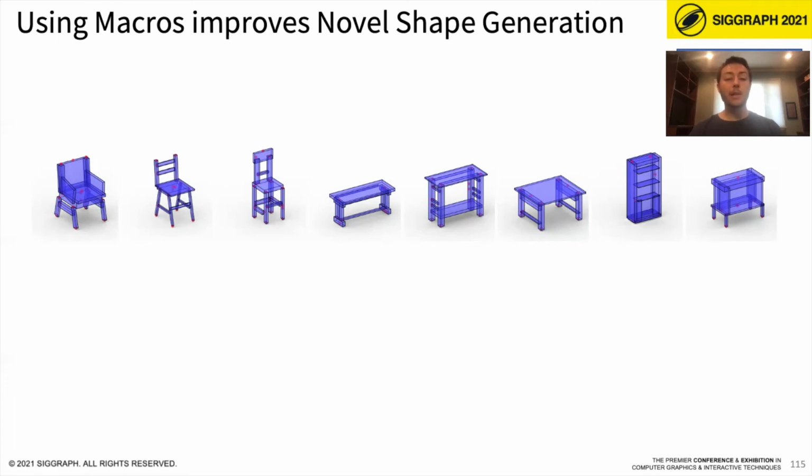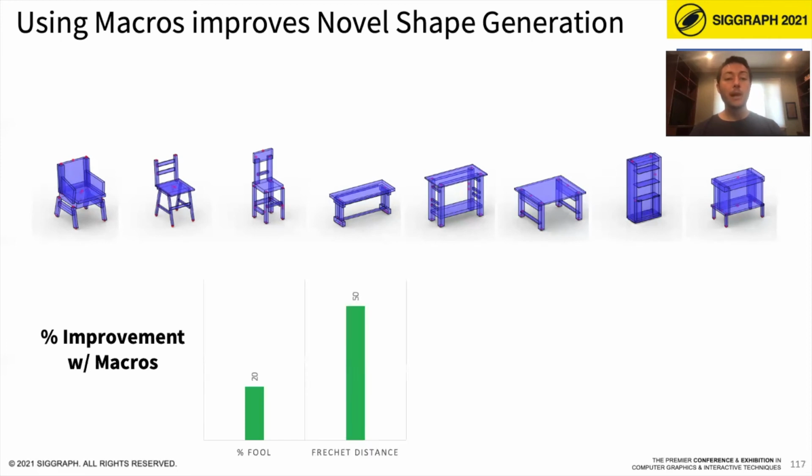We evaluate the percent improvement on the same metrics used in the ShapeAssembly paper, measuring their plausibility with the percent fool and forward shade distance metrics, and their physical validity with the percent rooted and percent stable metrics. As shown, learning over datasets of programs that use macros improves the quality of the generative model.